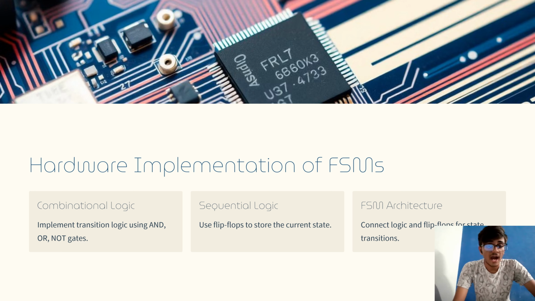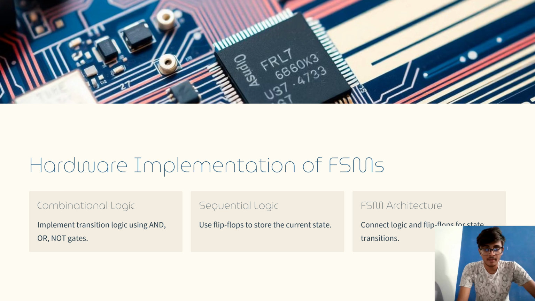One more topic, hardware implementation of FSMs. First is combinational logic. Implement transition logic using AND or NOT gates. Combinational logic is used for two main purposes. First is next state logic, which determines the next state based on the current state and input. And second is output logic. Output logic generates the output based on Moore FSMs or Mealy FSMs.